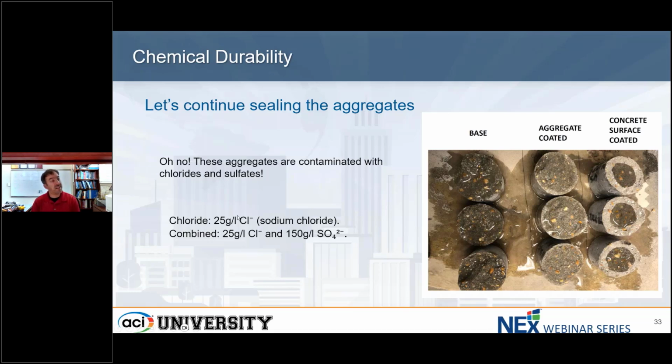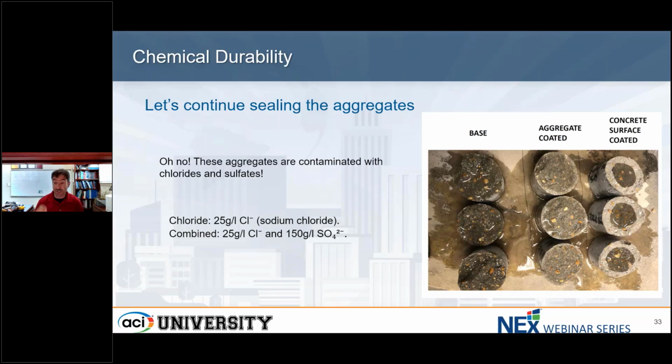And you see here the dosage or the contamination level. It's actually kind of hard to find a typical contamination level because it's so variable. So what we did, again, going to the extreme and worst case scenario, we found the highest level of chloride contamination that was reported in the literature, and that was 25 grams per liter of water, which got us to our aggregates being contaminated.